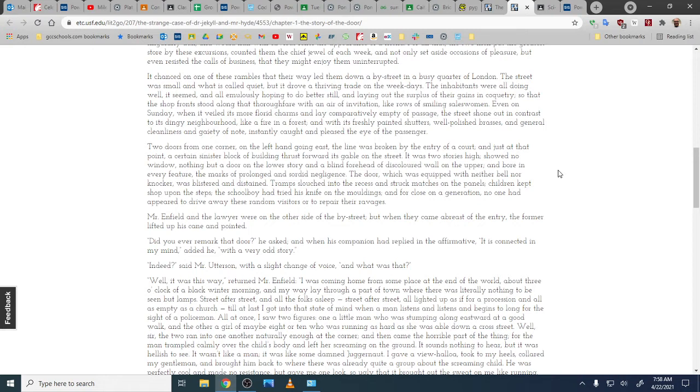Tramps slouched into the recess and struck matches on the panels. Children kept shop upon the steps. The schoolboy had tried his knife on the moldings, and for close on a generation no one had appeared to drive away these random visitors or to repair their ravages.